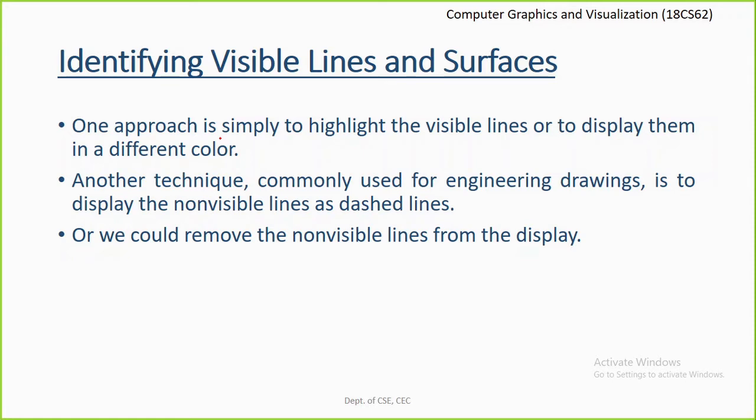Another technique commonly used for engineering drawings is to display the invisible lines, or the non-visible lines, as dashed lines. Wherever we have dashed lines, that indicates these lines will not be displayed in the output. Or we could simply remove the non-visible lines from the display if we don't want to draw them. But if you want an understanding that there are some non-visible lines, you can represent those lines using dashed lines and so on. These are some of the techniques we can use for drawing the visible lines and surfaces.